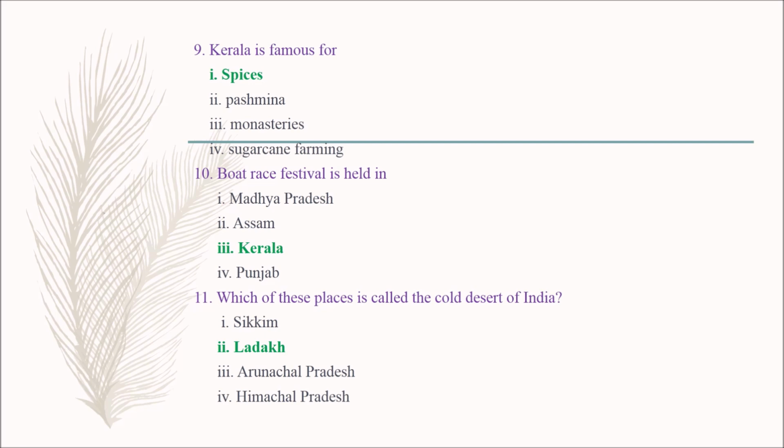Question number 10. Boat race festival is held in option 1 Madhya Pradesh, option 2 Assam, option 3 Kerala, option 4 Punjab. So the correct answer is option 3 Kerala. Question number 11. Which of these places is called the cold desert of India? Option 1, Sikkim. Option 2, Ladakh. Option 3, Arunachal Pradesh. Option 4, Himachal Pradesh. So the answer is option 2, Ladakh.